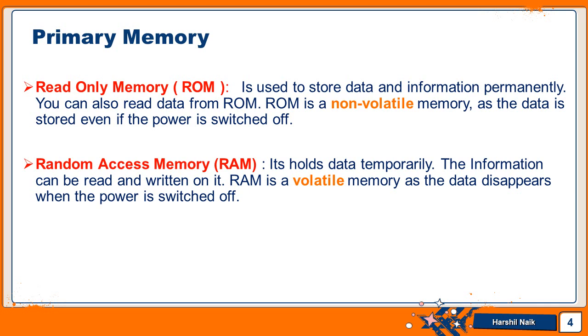Second is RAM. RAM holds data only temporarily. The information can be read and written on it. RAM is a volatile memory as the data disappears when the power is switched off. It is also known as read-write memory. If we don't use RAM in our computer, we can't see anything on the computer screen.